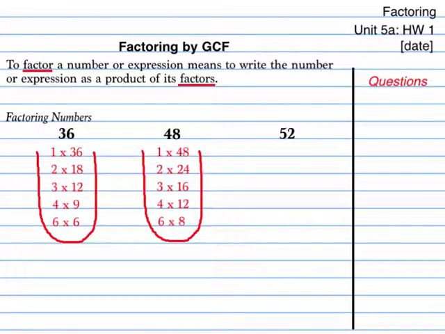Let's look at 52. So we do 1 times 52, 2 times 26, 4 times 13, and that gives me my U-turn. 1, 2, 4, 13, 26, and 52. So these are what's known as factors. These factors, when multiplied together, give me the said number. Take a moment, pause, copy before continuing on.